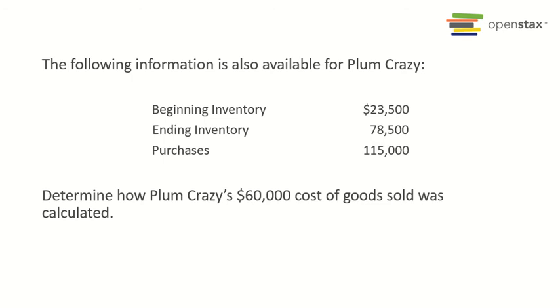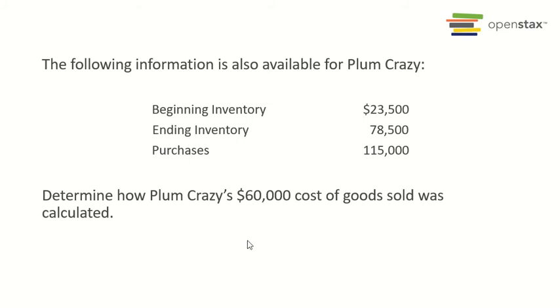The following information is also available for Plum Crazy. We have beginning inventory of $23,500, ending inventory of $78,500, and purchases for the period of $115,000. We need to use this information to calculate the cost of goods sold.